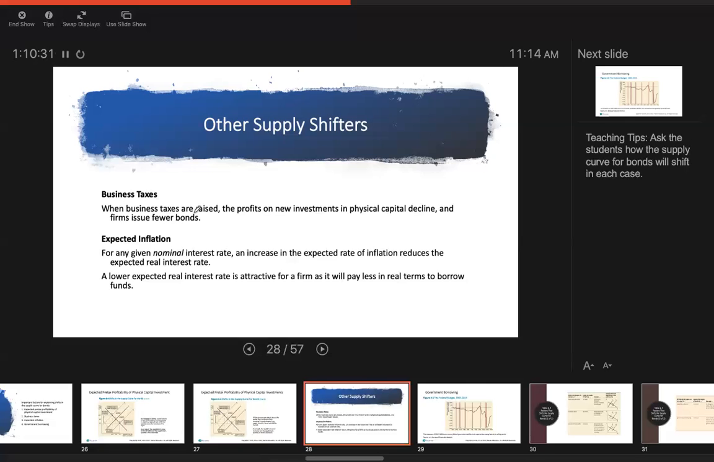So a lower expected real interest rate is attractive to a firm because, from the firm's point of view, a lower expected real interest rate is a lower real cost of borrowing. So they might be incentivized to issue more bonds in that sense. That increases the supply of bonds, which is represented by a rightward shift in the bond supply curve.